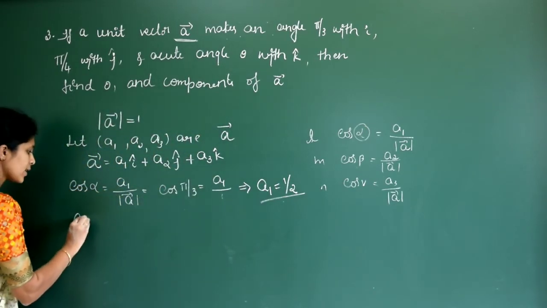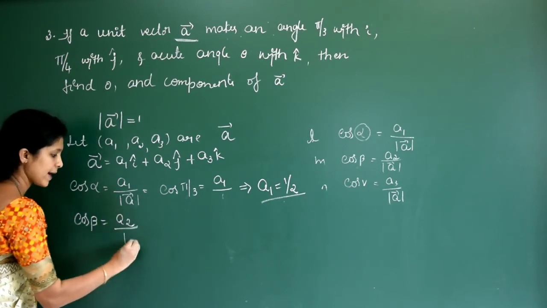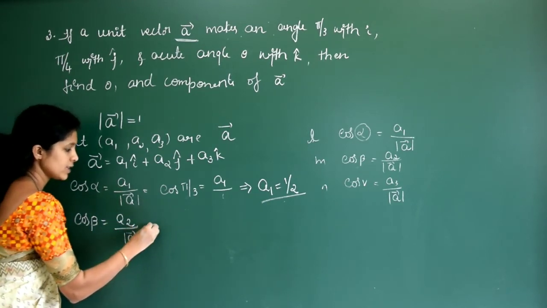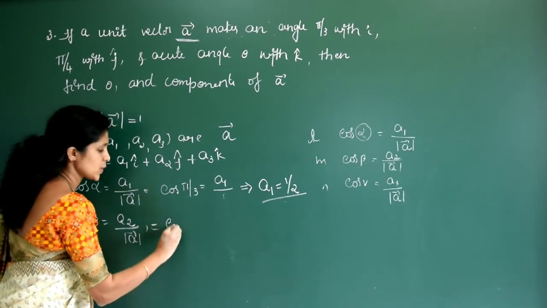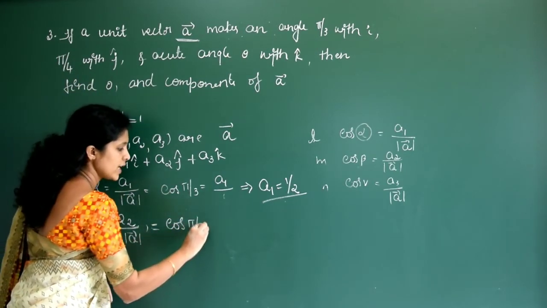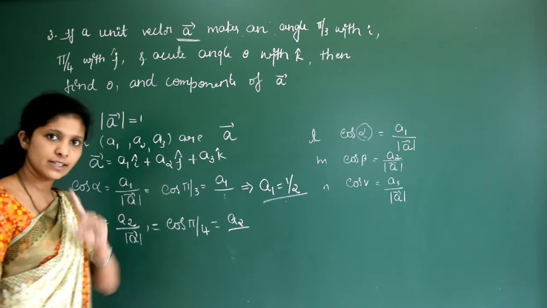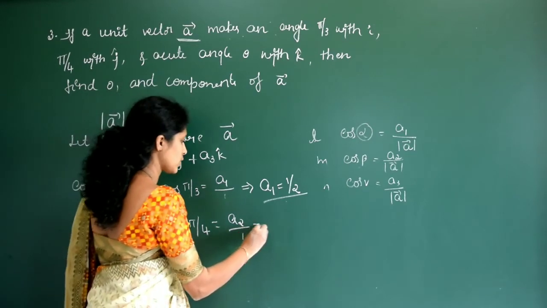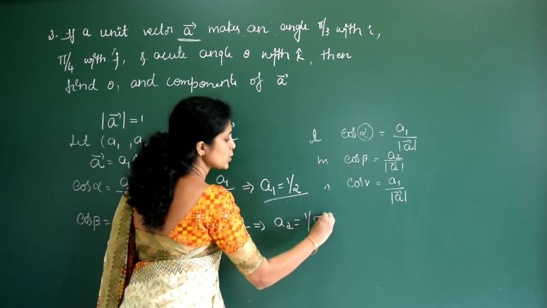Similarly, cos beta is equal to A2 by magnitude of A vector. With the y-axis, beta will be pi by 4. So cos pi by 4 is equal to A2 divided by the magnitude of A vector, which is 1. So by this we can write A2 is equal to cos pi by 4, which is 1 by root 2.